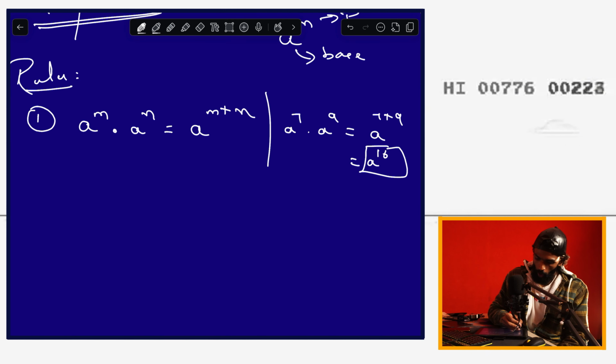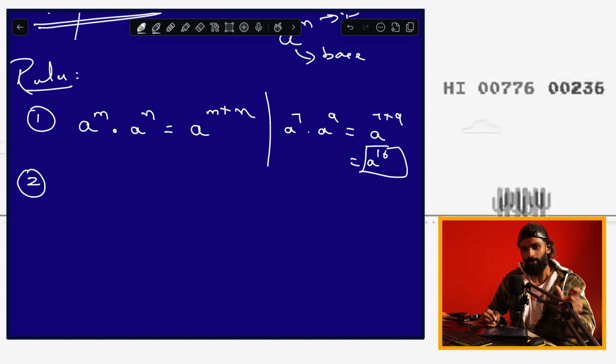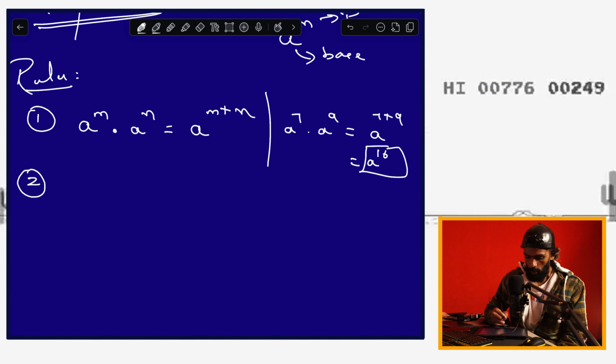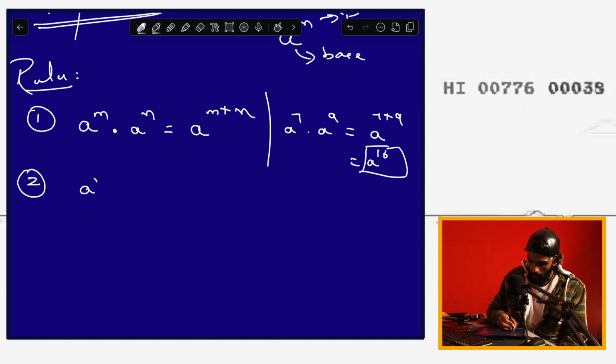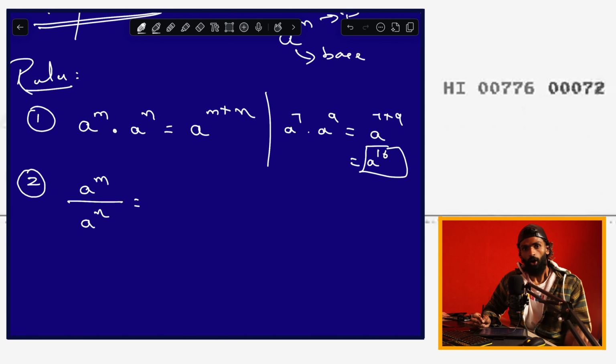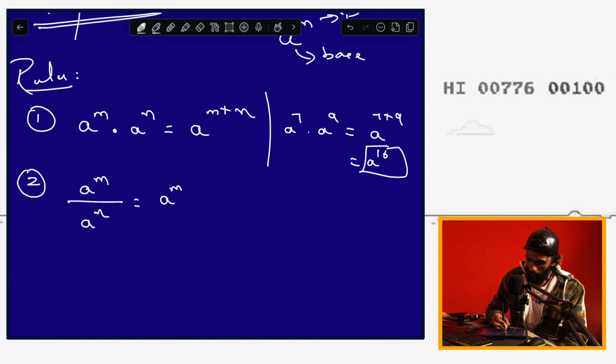Rule number 2. Almost the same thing, with a small difference here. We'll change the sign in between. Right now the bases are same, but there's a division sign in between. So we subtract the powers. That's it. Almost the same, one small change in the sign. There was a multiplication sign in the previous rule; here that becomes division. So it becomes a to the power m minus n.